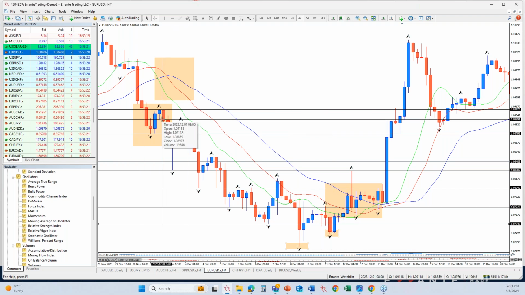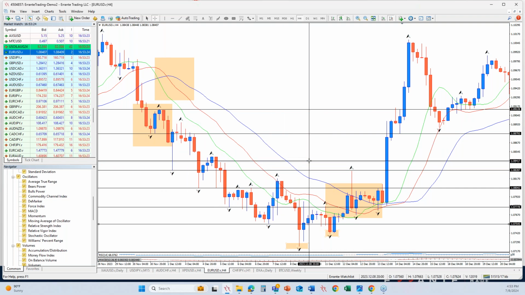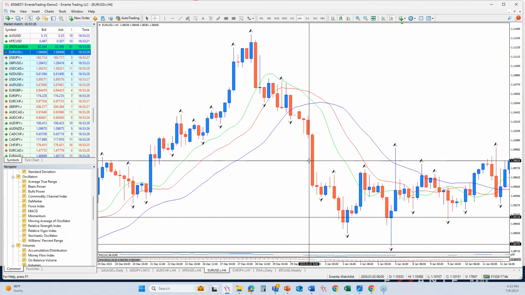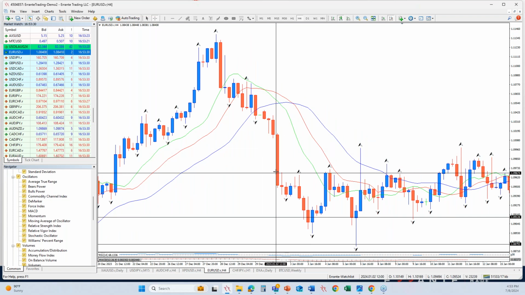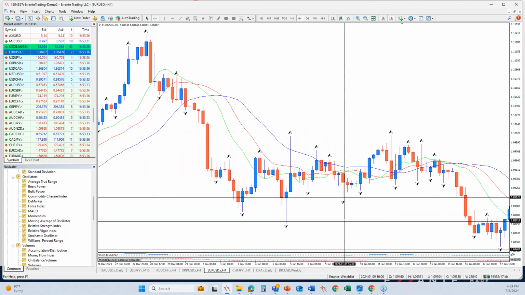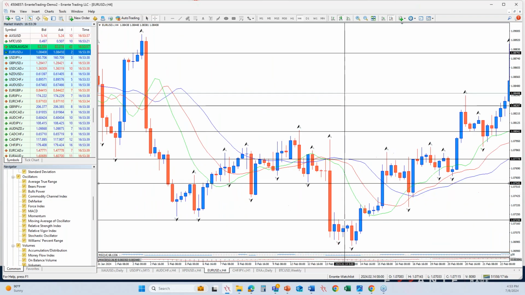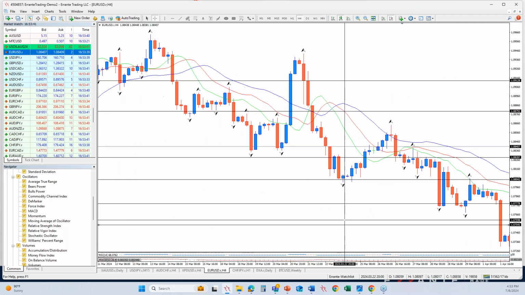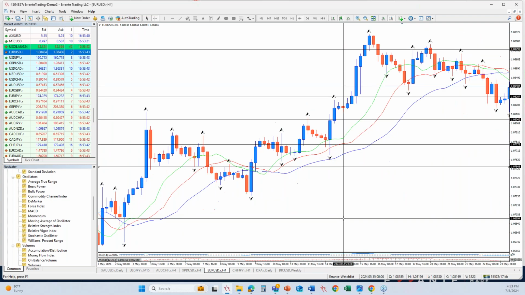And this setup is repeating itself all the time. You can find it everywhere, at the beginning and at the end of any downtrend. And also we have the opposite side for each uptrend.